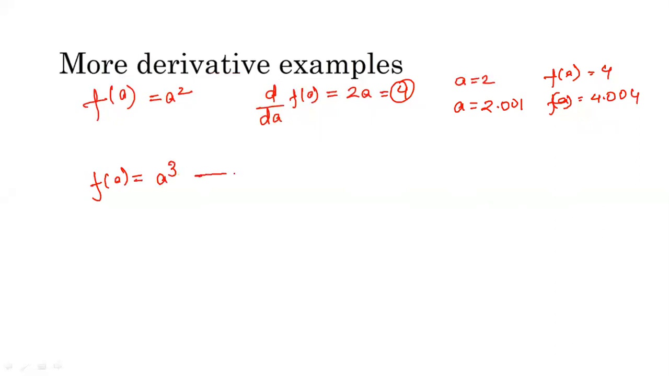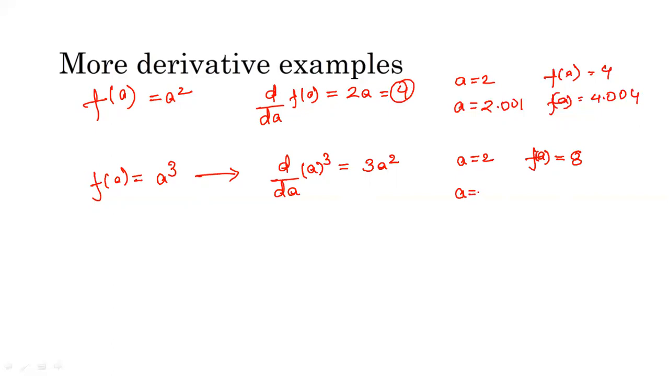Now suppose that you have another function of the form f of a equal to a cube. How are you going to find the slope of this function? You are going to apply the knowledge in a similar way. You need to find the derivative of this function first. So the derivative of a cube will be 3a square. Suppose I take the initial value of a equal to 2, then f of a would be equal to 8, because 2 cube is equal to 8.